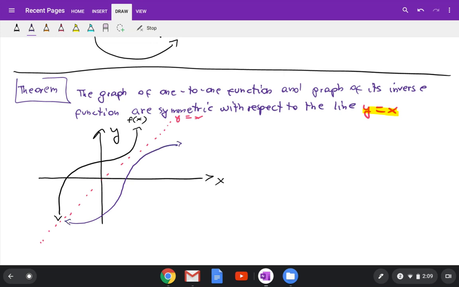Okay, so that will be the inverse. I'm trying my best, okay? This is the inverse. So like you see, those graphs should be symmetric with respect to y equals x.